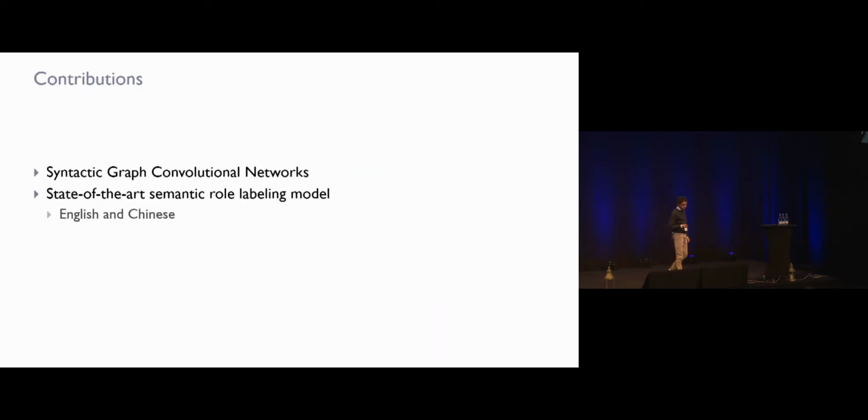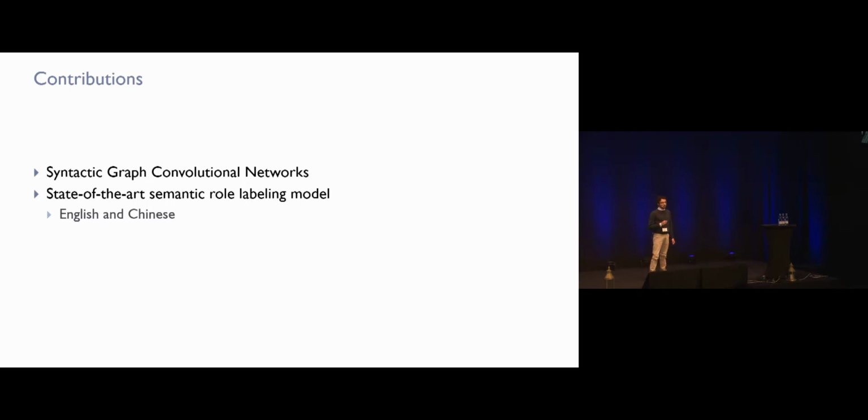So the contribution of this work is syntactic graph convolutional networks. It's basically a new, simple neural architecture for encoding syntactic information in neural networks. With this network, we are able to get state-of-the-art models for semantic role labeling in English and Chinese.